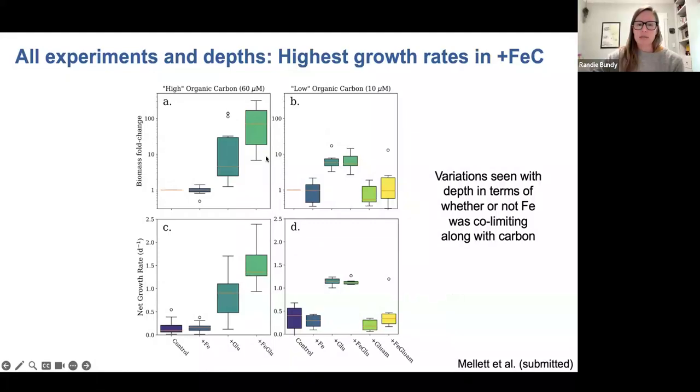Most of the largest biomass fold changes were when we added iron and carbon together, although that was less true in the low organic carbon treatments. There was less of an effect with iron. And the highest net growth rates also were when iron and carbon were added together when carbon was plentiful. So iron mostly had an effect when organic carbon was replete and sufficient, although again, there were some differences within certain narrow depth horizons of whether or not there was an iron effect, or a co-limiting effect.